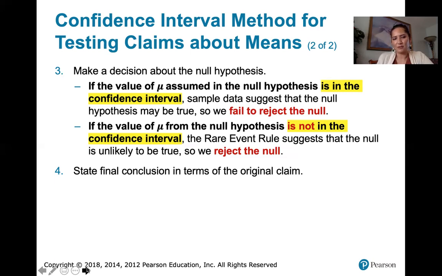That range of values that we have in the confidence interval is a range of likely values of the mean. Any of the values in that confidence interval could be the actual value of that population mean. If the population mean in our null hypothesis isn't in the interval, we're saying that mean from the null hypothesis is not one of the values that we expect to get. So we're going to reject the null hypothesis in that case. And then we want to state our final conclusion in terms of the original claim in non-technical terms that everyone can understand.